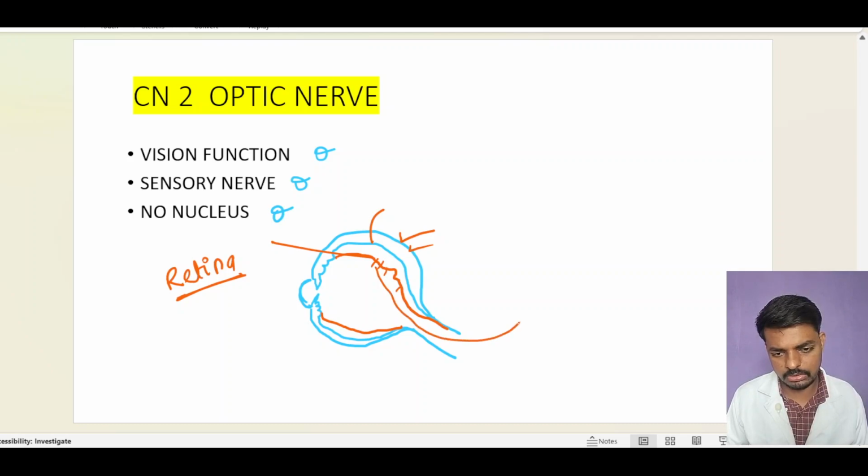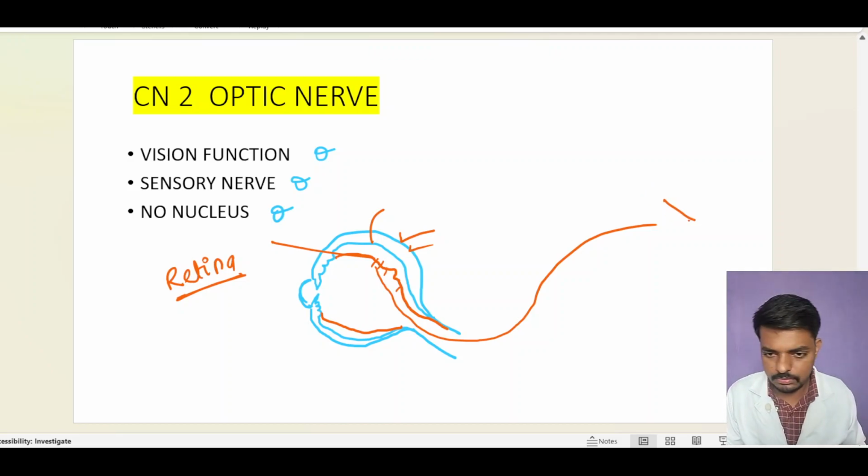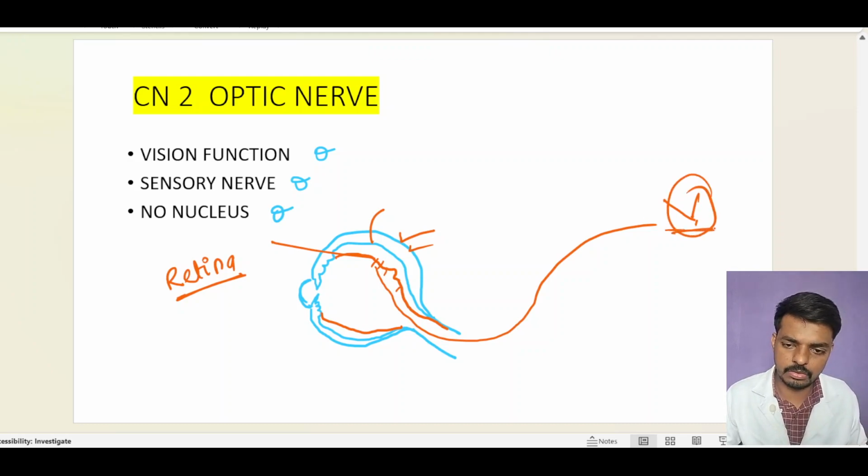From here it goes to the occipital lobe of the brain. At that point our vision is perceived. This nerve is called the optic nerve, and it supplies the inner layer of our eye, that is called the sensory neuronal layer, and that is very importantly the retina. The retina is the innermost third layer of our eye.